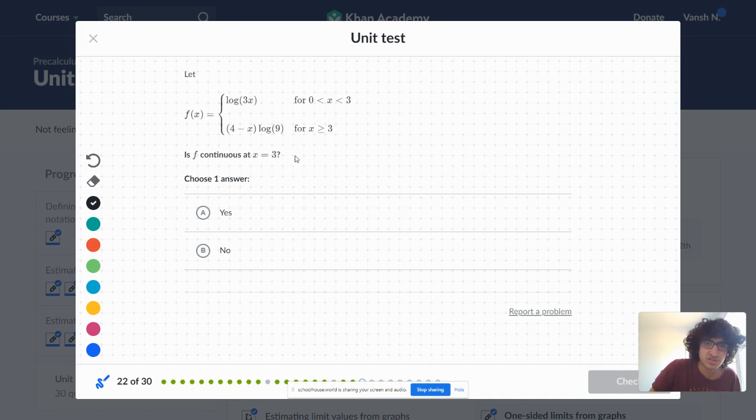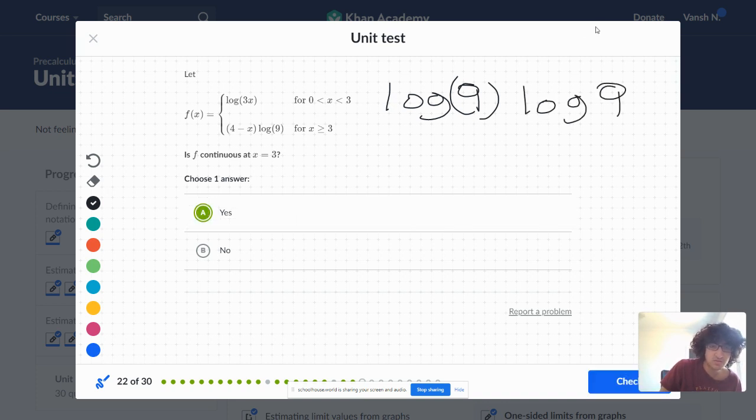So let's just set these equal to each other and see if they're equal. So log 9 is equal to 4 minus 3, which is 1 times log 9. So yeah, I think it should be yes.